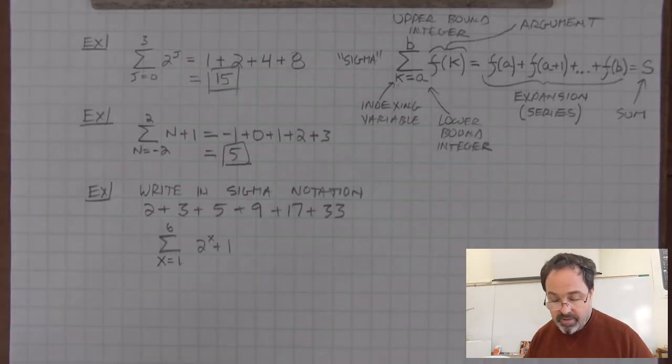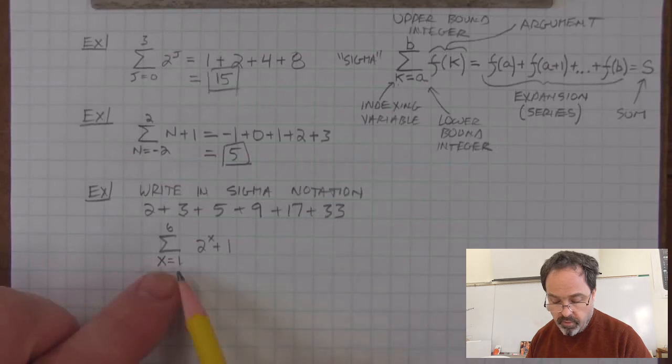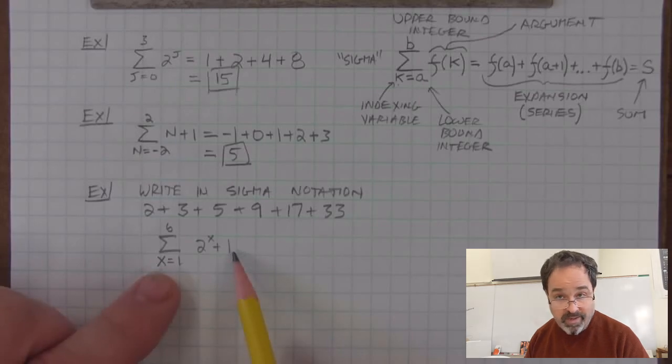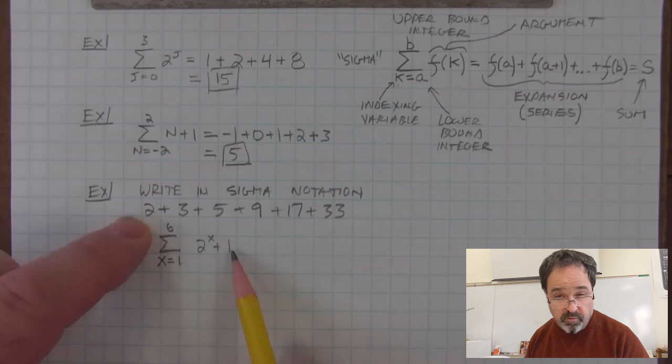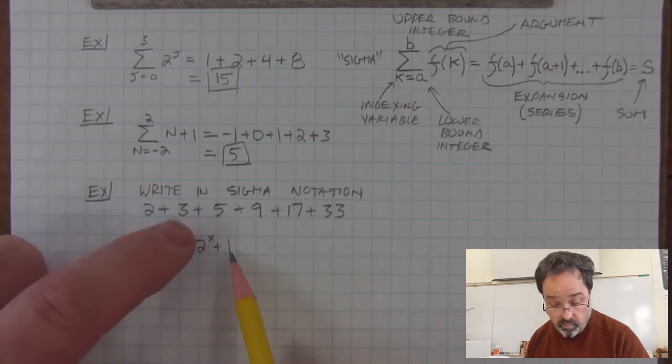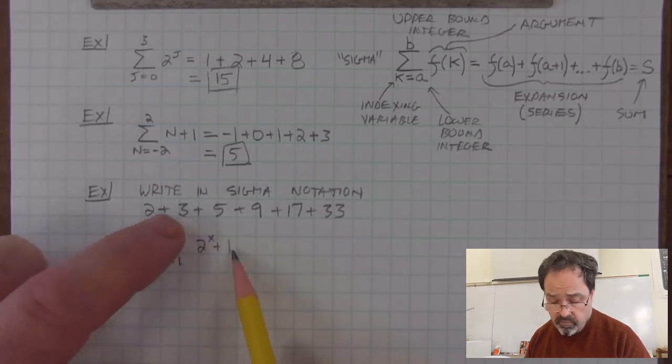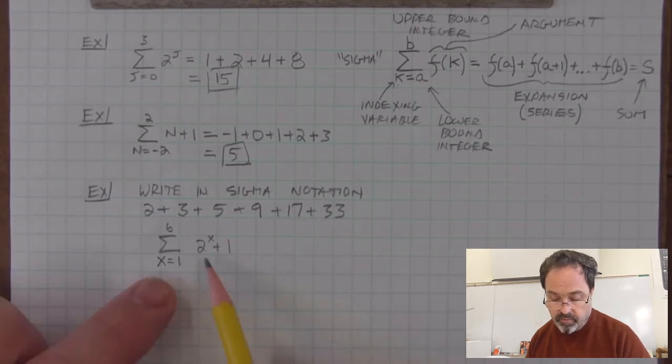Now that I have a guess as to my sigma notation, I need to check to see if it produces the series. So I put my first value of 1 into my argument and simplify. 2 to the 1 is 2, plus 1 is 3. I didn't get the first term of my series. It should have been 2, but I got 3, which is the second term. So I'm going to continue to investigate what I've got here.